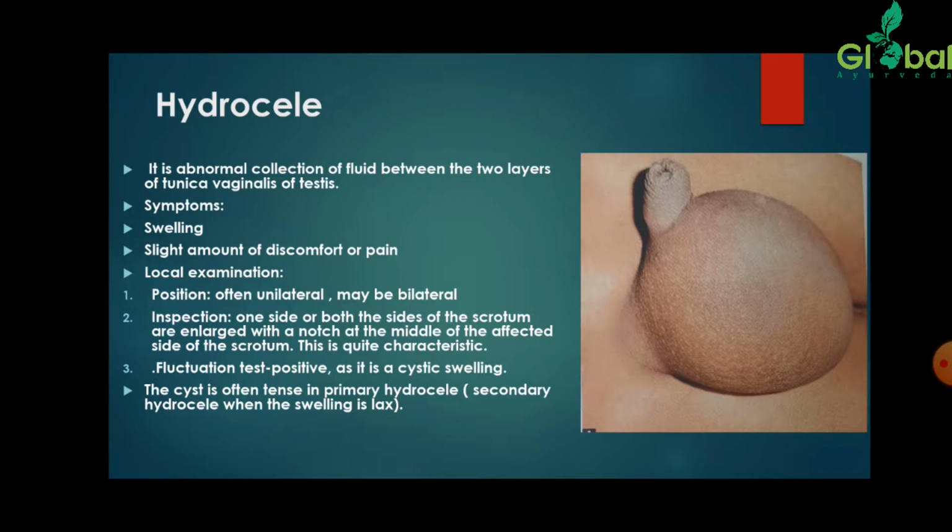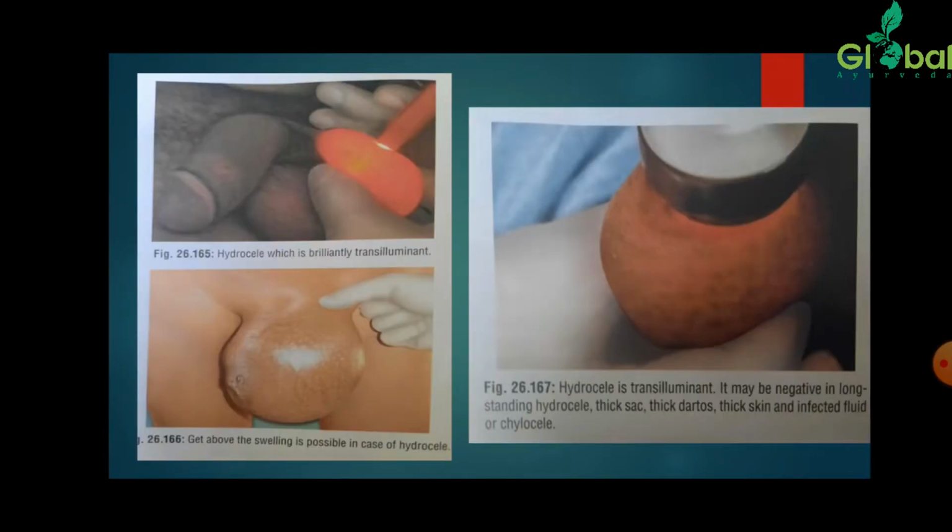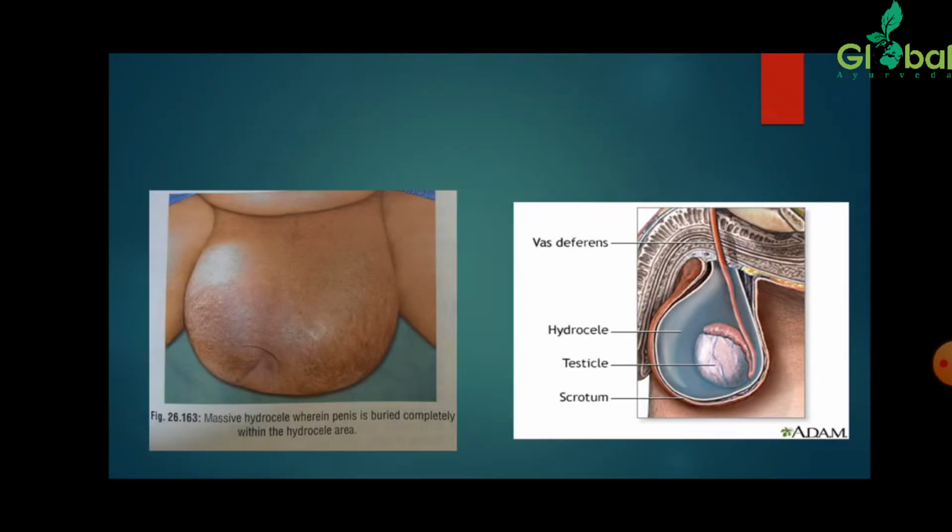These are the tests showing hydrocele. First one is the transillumination test, second, getting above the swelling is possible in case of hydrocele, and the third one is also hydrocele showing transillumination. It may be negative in long-standing hydrocele, thick sac, thick dartos, thick skin and infected fluid, or it may be chylocele. This picture shows massive hydrocele wherein the penis is buried completely within the hydrocele area. This picture I took from the book SRB.